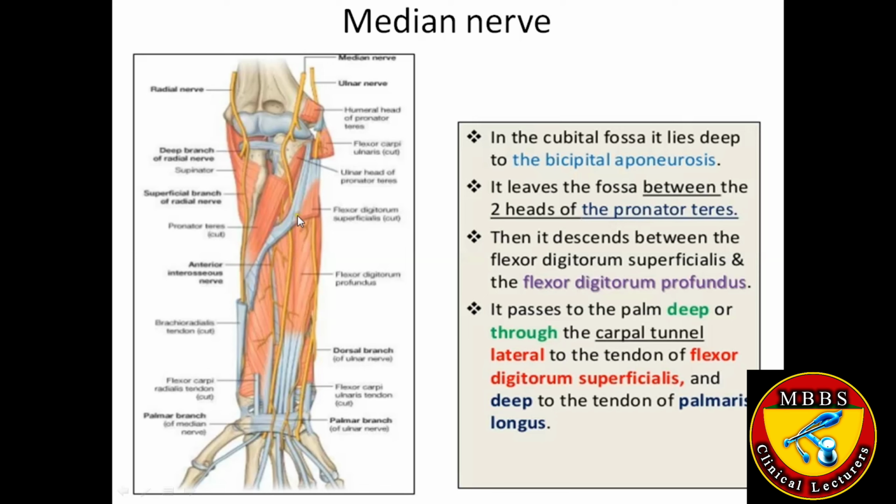So it lies between the muscles of the intermediate layer and the muscles of the deep layer. Its course from the cubital fossa to the wrist joint is almost in a straight line, and it reaches the flexor retinaculum and passes deep to the flexor retinaculum, and before entering into the flexor tunnel, it gives a superficial branch. So it passes deep through the carpal tunnel, lateral to the tendon of the flexor digitorum superficialis, and deep to the palmaris longus tendon.